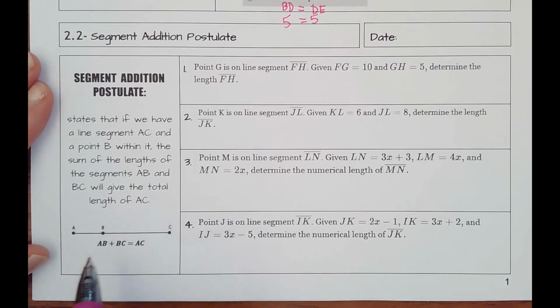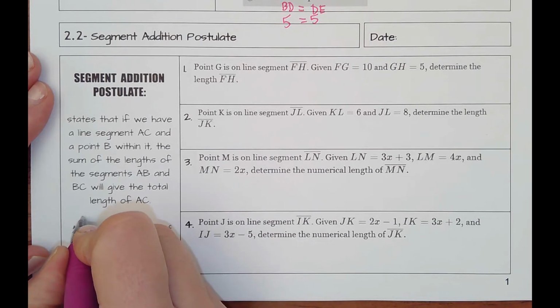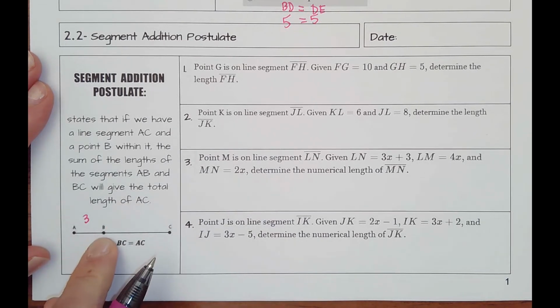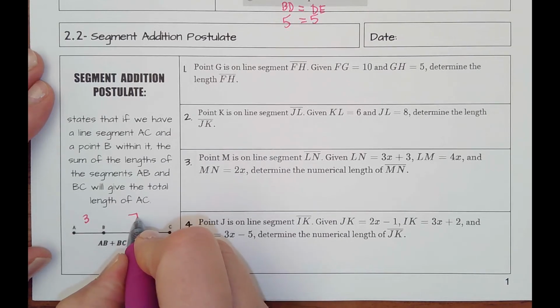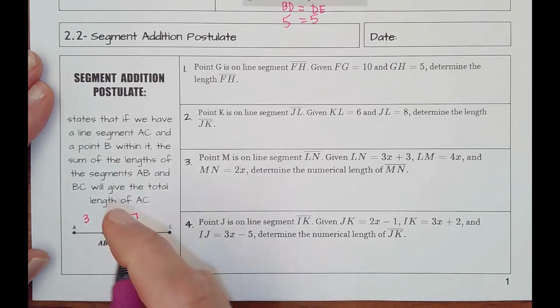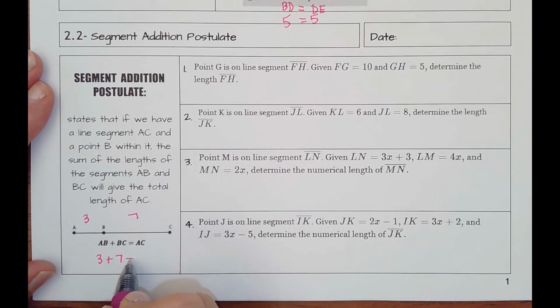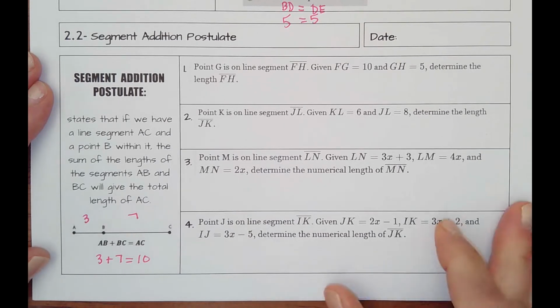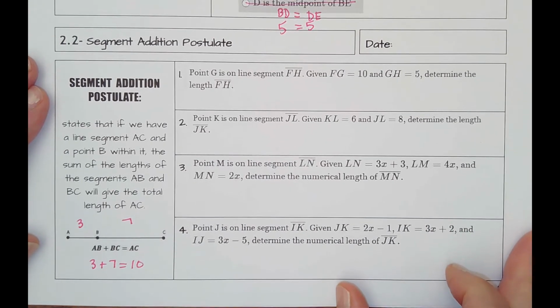And so that should make sense to you. So let's say AB is a distance of 3. I'm just making this up, you don't have to write it. And B to C is a distance of 7. What would the total length of this be? Picture it being like a string or something you're measuring. Well, it'd be 3 plus 7, which would make it 10. So that's all it is, the parts add up to make the whole.